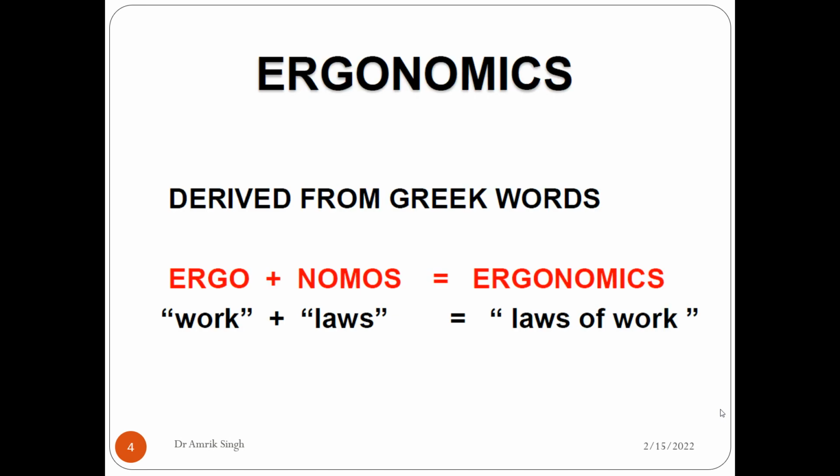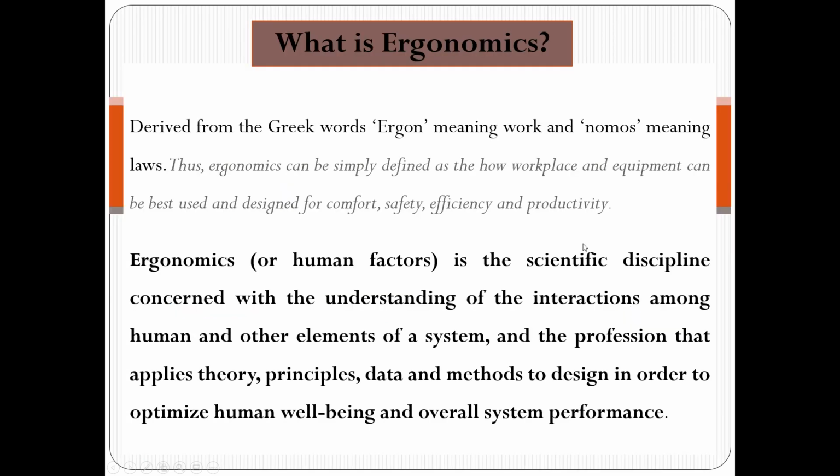So as you see, ergonomics is made up of two words, ergo and nomos. It is derived from a Greek word in which ergo means work and nomos means law. So if we combine these two words, we get the word ergonomics, which shows that we study the laws of work. That means how the work is to be done. So what is ergonomics? As I said, it is derived from ergon.